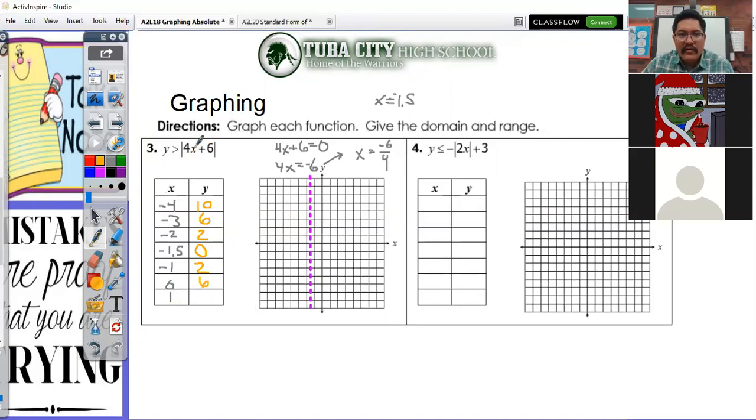1 times 4, so last one. 1 times 4 is 4. 4 plus 6 is 10. Take the absolute value of it. It's already positive, so it just stays positive 10. Now, this graph only goes up to 8, so I won't be able to graph that high. So we'll start at this point here, negative 3, 1, 2, 3, up 6.